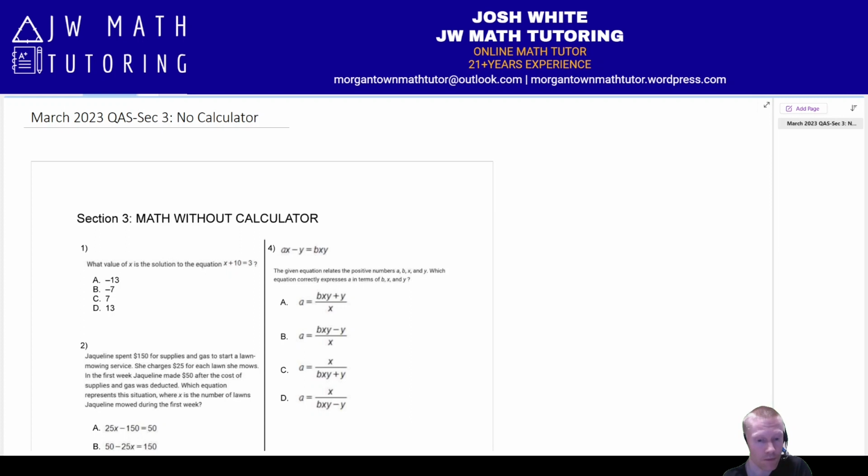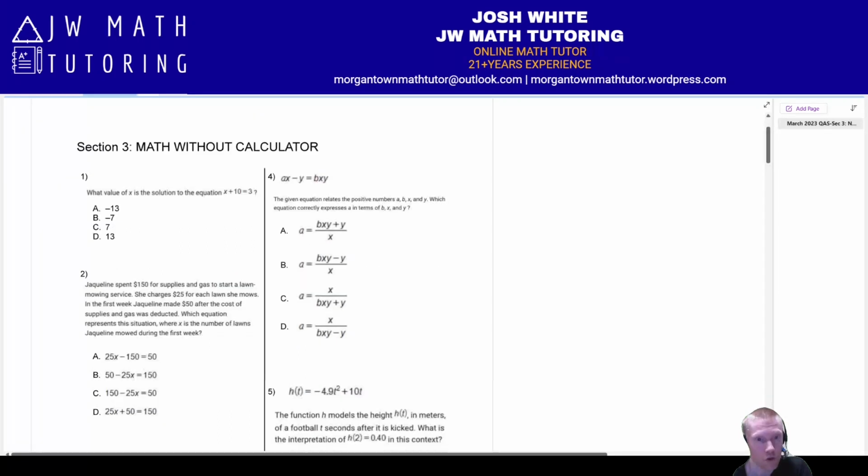Okay, so problem number one, starting off, again, section 3, no calculator section from the March 2023 SAT. So here we have a very basic linear equation, and obviously to solve this you could just subtract 10 from both sides, and that would just give you x equals -7. And that's it, no other work is needed. The correct answer is B.